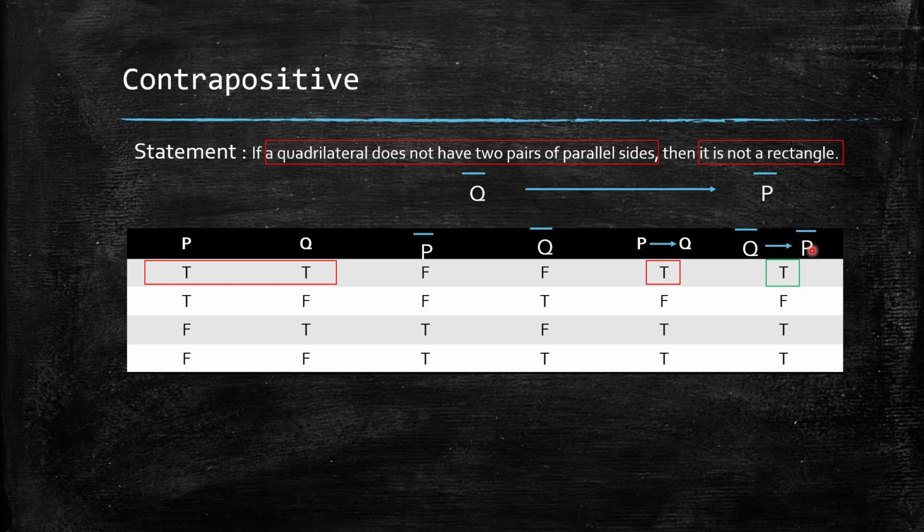So from the given scenario and from the analysis of the truth table, the contrapositive of a conditional statement always agrees with the actual conditional statement. That means both have the same meaning. If a quadrilateral does not have two pairs of parallel sides, then it cannot be a rectangle, because a rectangle must have two pairs of parallel sides. So the contrapositive and the actual statement always agree with each other. That means they are actually the same statement. In mathematical logic we call them equivalent statements, and we will see equivalent statements as well.